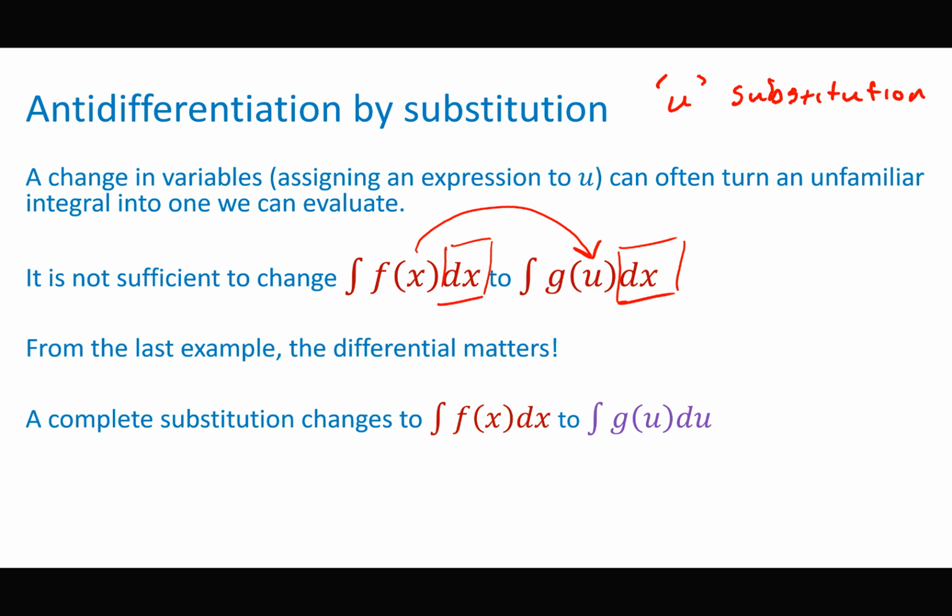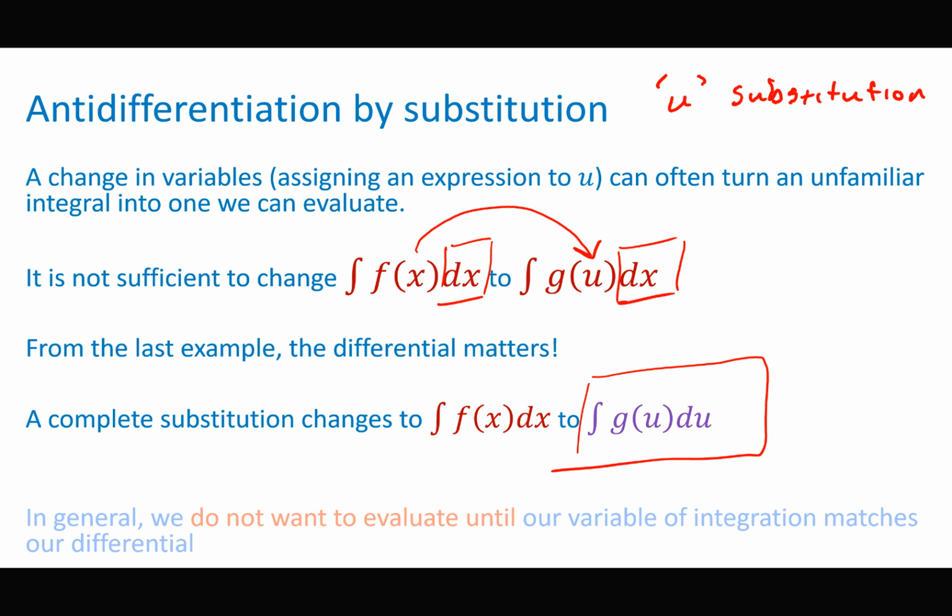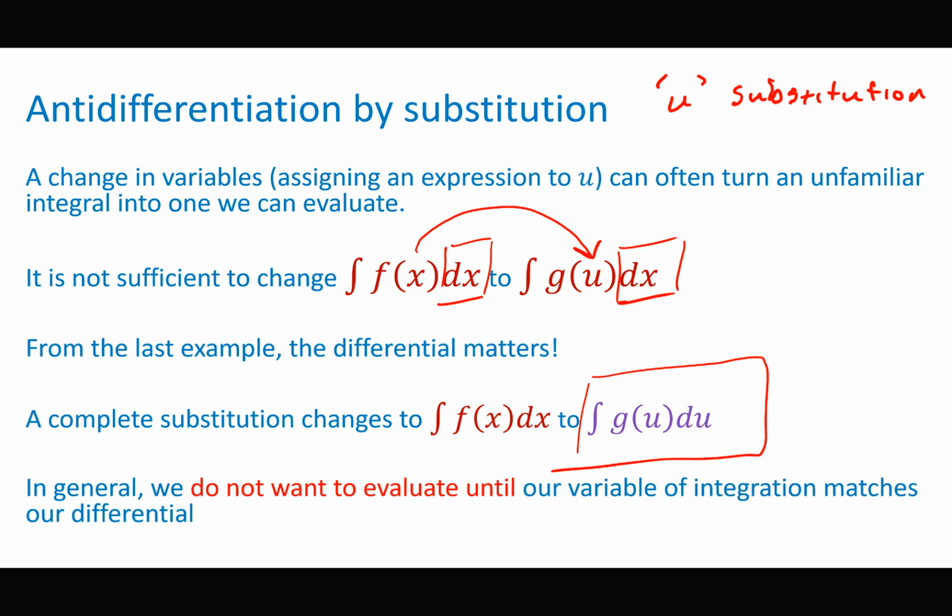So a complete substitution, our new integral will be g of u du. And we do not get the green light to actually evaluate our integral until those match up. So we got some work to do to make those match up. Once we get them to match, then we have the green light and we can go ahead and integrate or anti-differentiate, same thing.